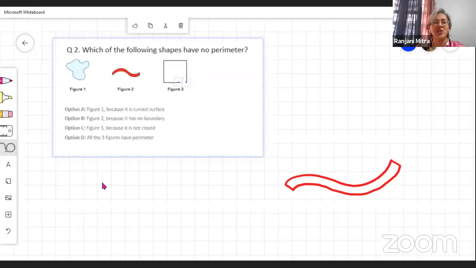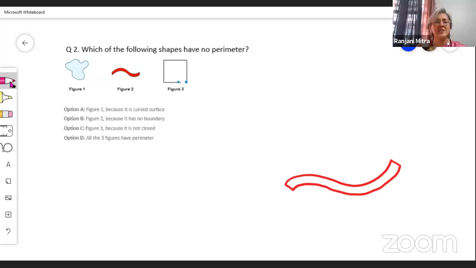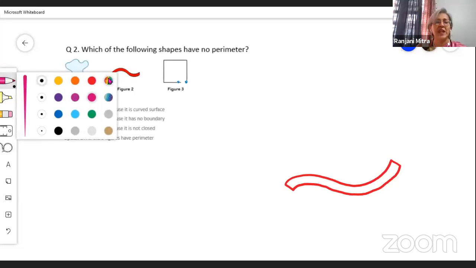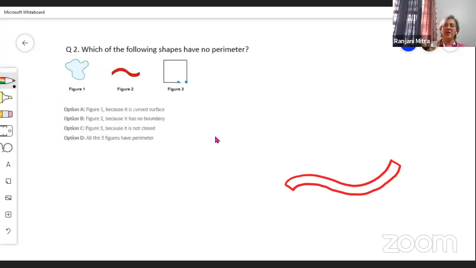Thank you so much. So what I'm going to do now is explain this, because like you said, you will be sharing the results with us later, isn't it? Yes. Okay. So the question said, which of the following shapes have no perimeter? I'm going to start with figure 1. Remember what perimeter was? Perimeter is the length of the boundary of a closed figure. As you can see, there is a boundary and I'm able to draw the boundary and it closes as well. So that has a perimeter.